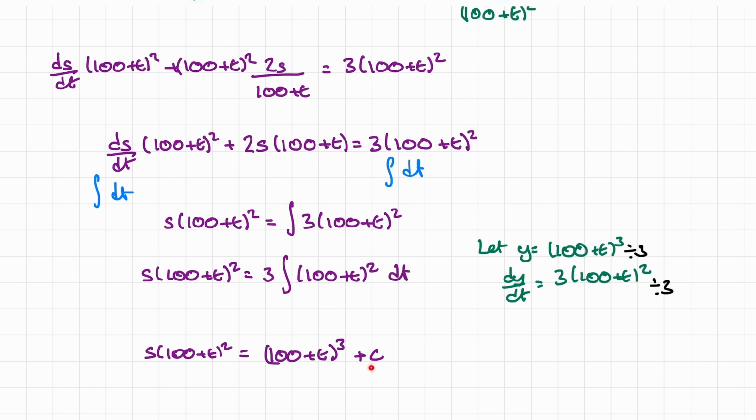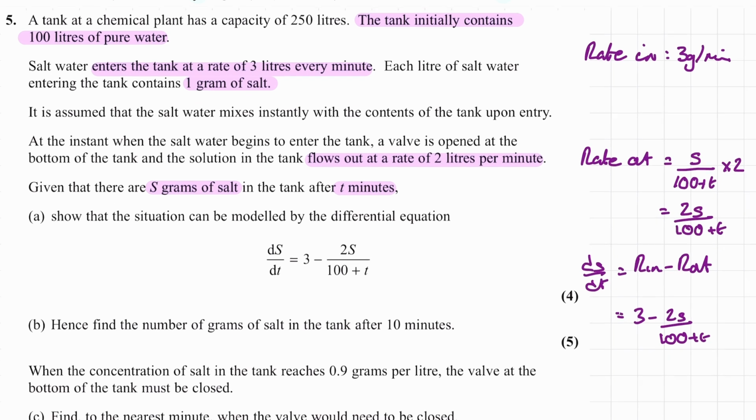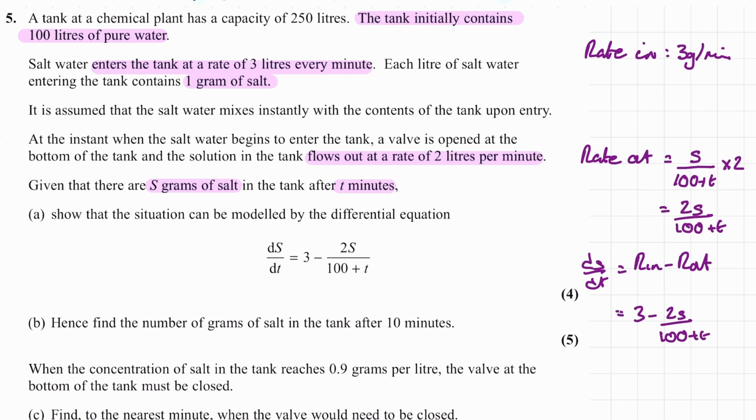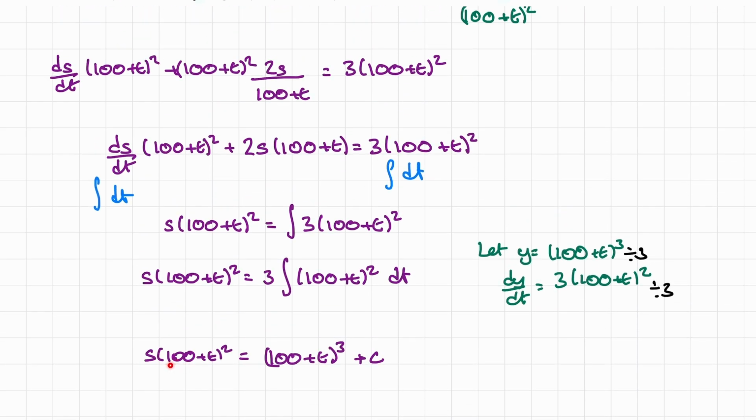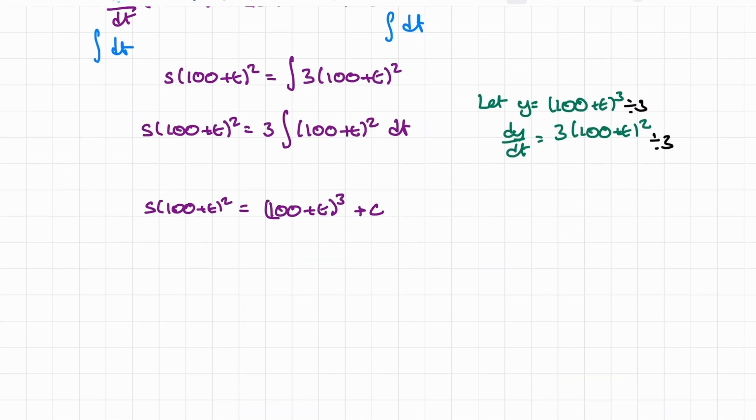Now I can work out this constant using the initial conditions, which we're told here. The tank initially contains 100 litres of pure water. So this means when t equals 0, s will equal 0. So if we go back to our equation, I'm also going to divide both sides by this term, because you can see it will cancel. So s will equal (100 + t) plus c over (100 + t)².